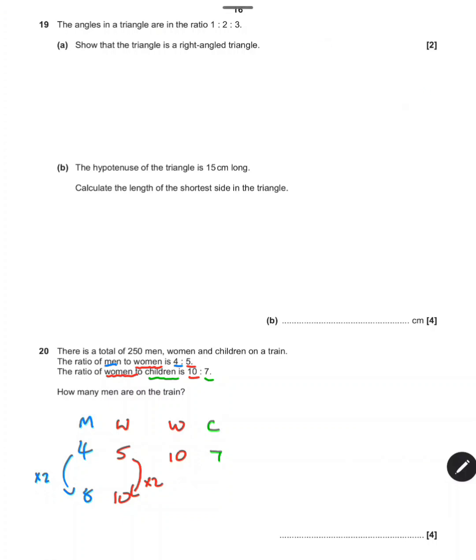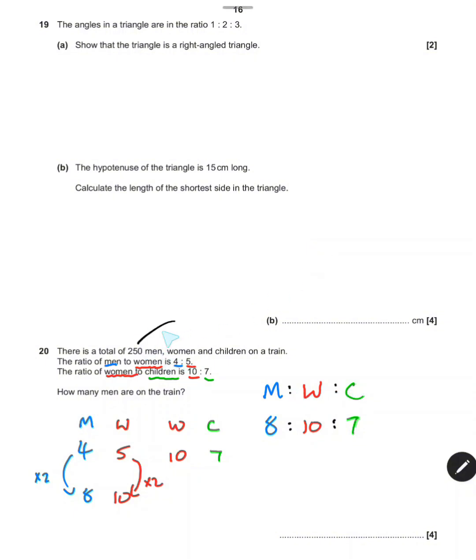What that allows me to do is write a single ratio, men to women to children. The men will be this 8 down here. The women will be this matching 10. And the children will be this 7. That is now a single 3-part ratio, men to women to children.